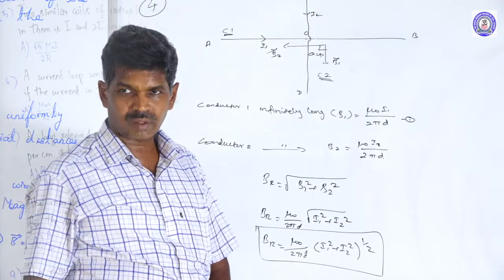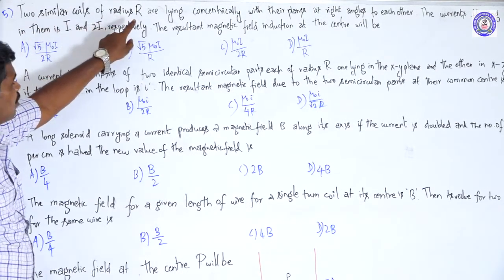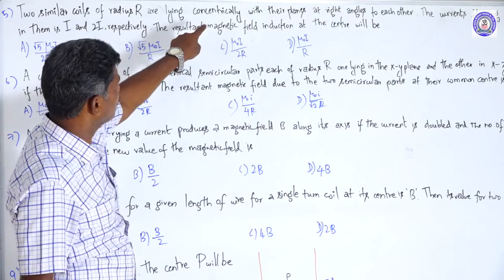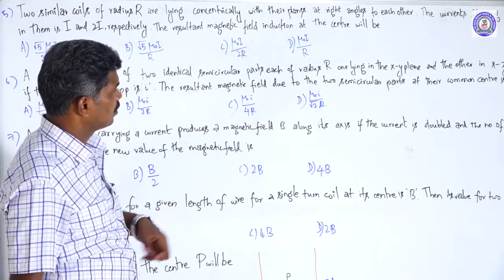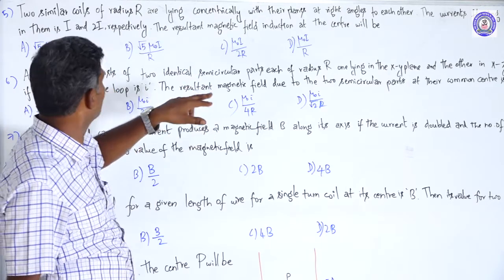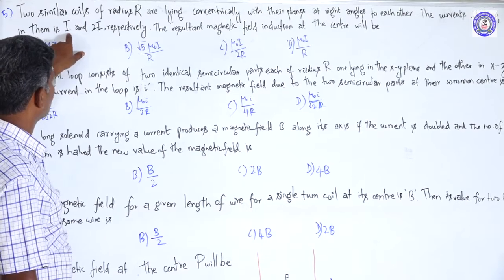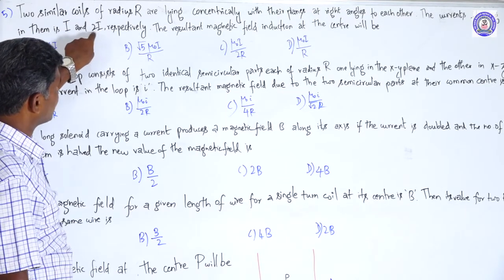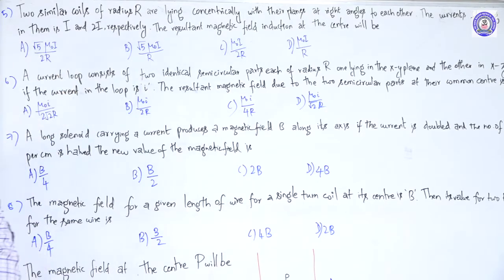Two similar coils of radius r are lying concentrically with their planes at right angles to each other. Center points are common. Their planes are at right angles. The current flowing in them is I in the first coil and 2I in the second coil respectively. The resultant magnetic induction at the center will be?